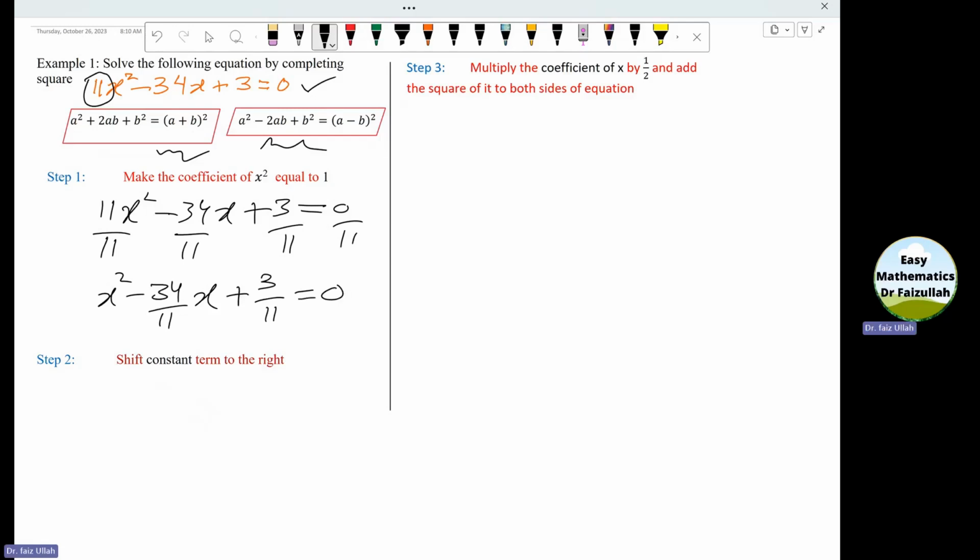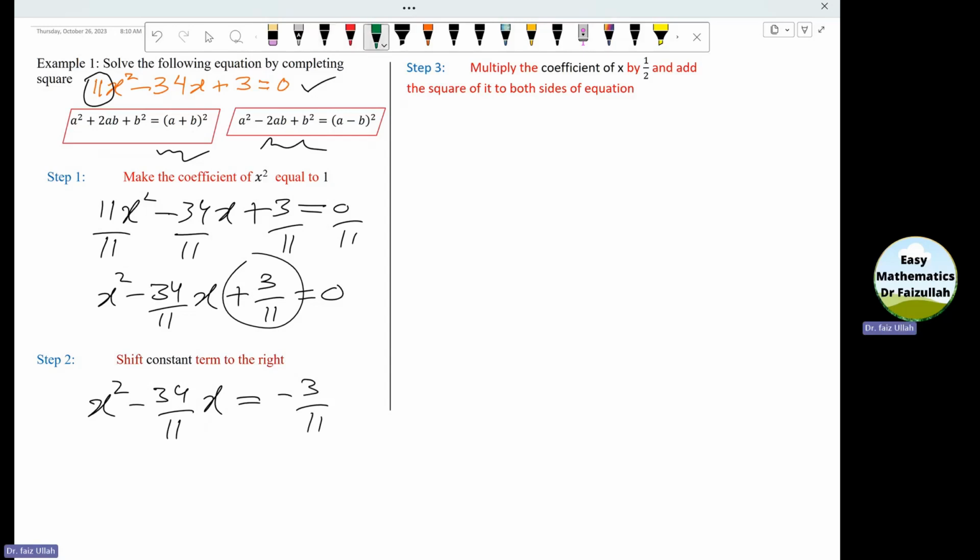If the coefficient of x square is already 1, in that case, just go to step number 2. Step number 2 is to shift the constant term to the right hand side. So we have x square minus 34 divided by 11x is equal to minus 3 divided by 11.